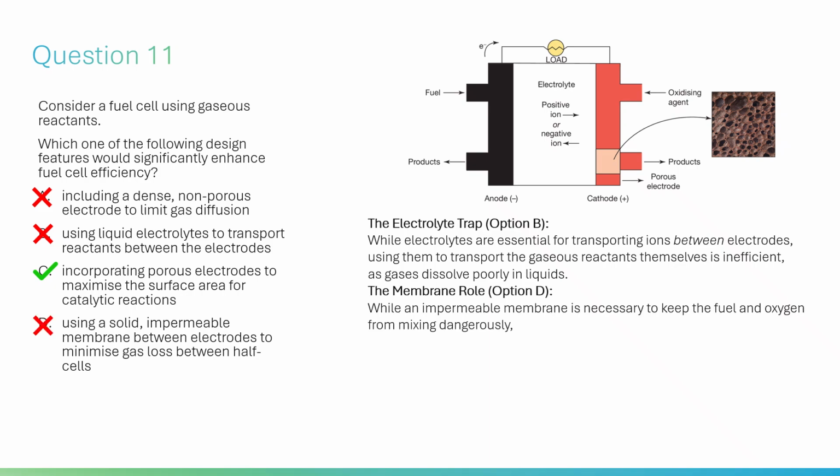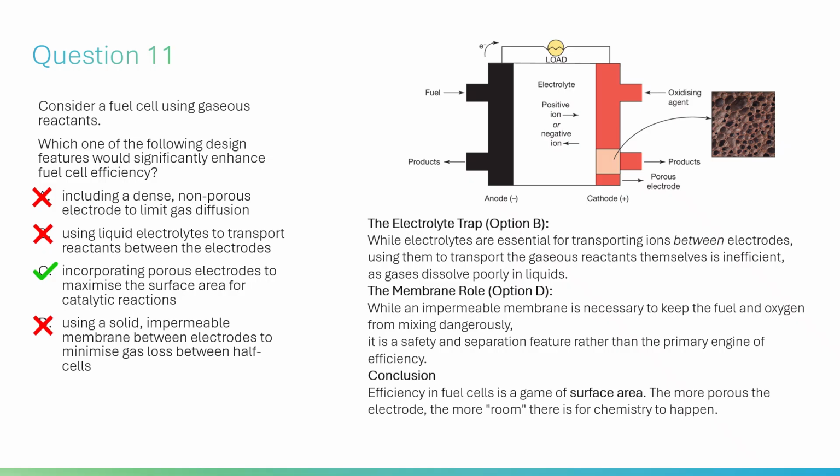The membrane role, option D. While an impermeable membrane is necessary to keep the fuel and oxygen from mixing dangerously, it is a safety and separation feature rather than the primary engine of efficiency. Conclusion. Efficiency in fuel cells is a game of surface area. The more porous the electrode, the more room there is for chemistry to happen. Correct answer, C.